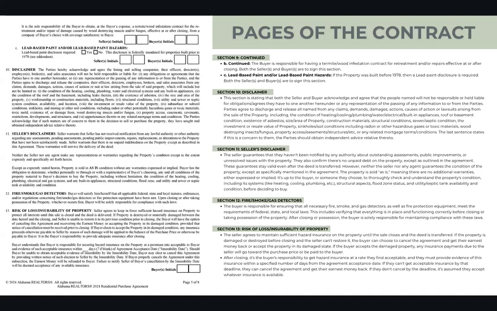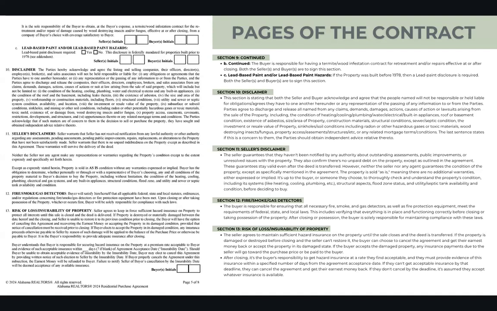Section 12 is fire, smoke, or gas detectors. So the buyer is responsible for ensuring that all necessary detectors and equipment meet the requirements of all the laws. This includes verifying that everything is in place and functioning correctly. After closing or possession, the buyer is solely responsible for maintaining compliance with all of the laws.